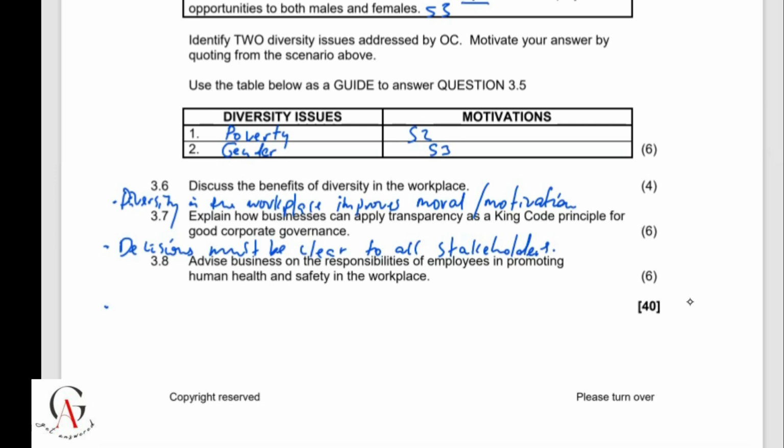Advise business on the responsibilities of employees in promoting human health and safety in the workplace. So now in this regard, use prescribed safety equipment, report accidents to the employer by the end of the shift, also report unsafe or unhealthy working conditions to the relevant authorities. Also take reasonable care of their own safety, inform the employer of any illness that may affect the ability to work, and cooperate and comply with the rules and procedures. For a typical example, wear prescribed safety clothing.